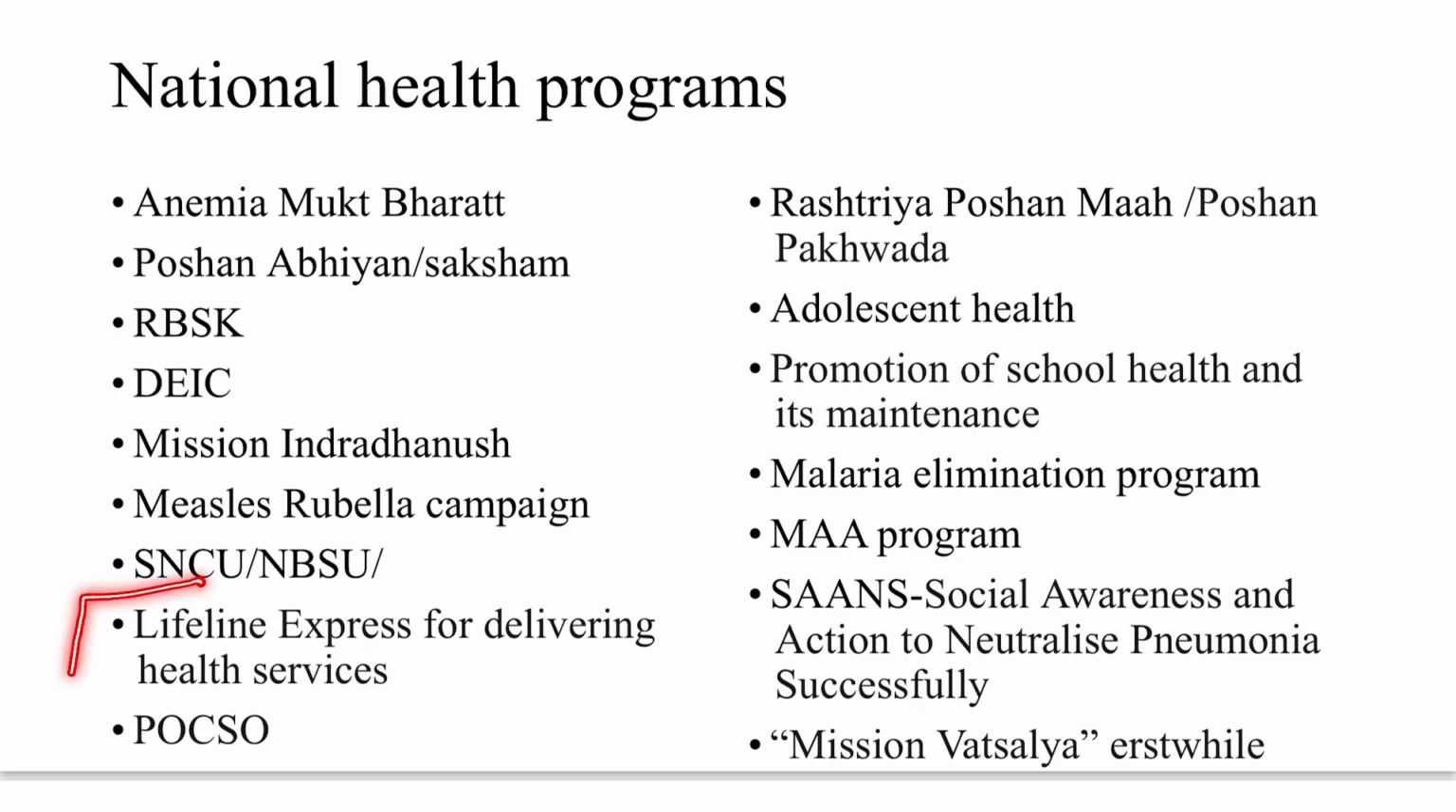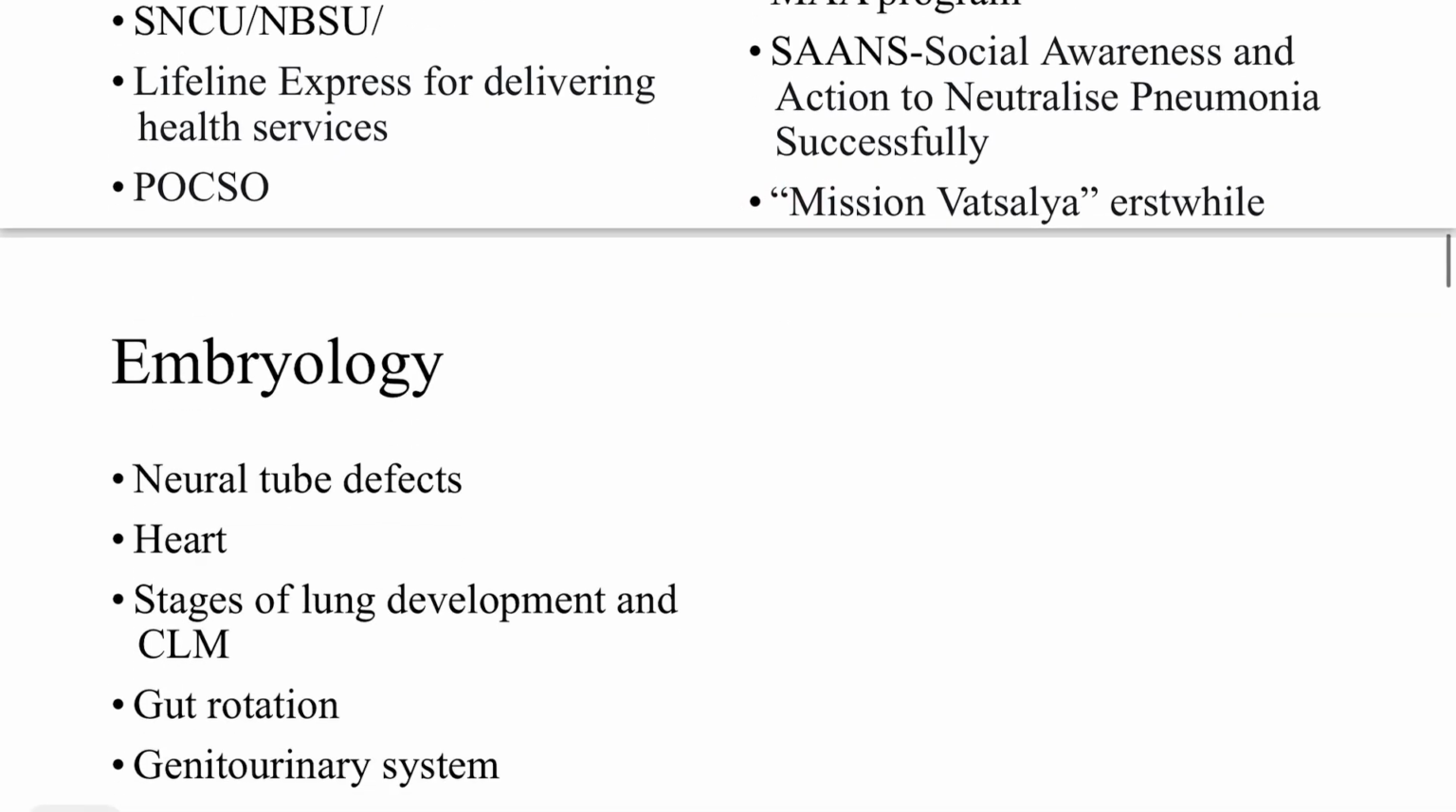Then the Lifeline Express for delivering health services. Read up a few lines on this. Basically they go and give health services to people. POCSO you should know. Then Rashtriya Poshan Maah or Poshan Pakhwada, which is also about malnutrition in children and how to combat that through Anganwadi, etc. All right, adolescent health, promotion of school health and its maintenance, malaria elimination program. SANS is basically social awareness and action to neutralize pneumonia successfully. Go through the objectives, policies, etc. And Mission Vatsalya, that you should also go through.